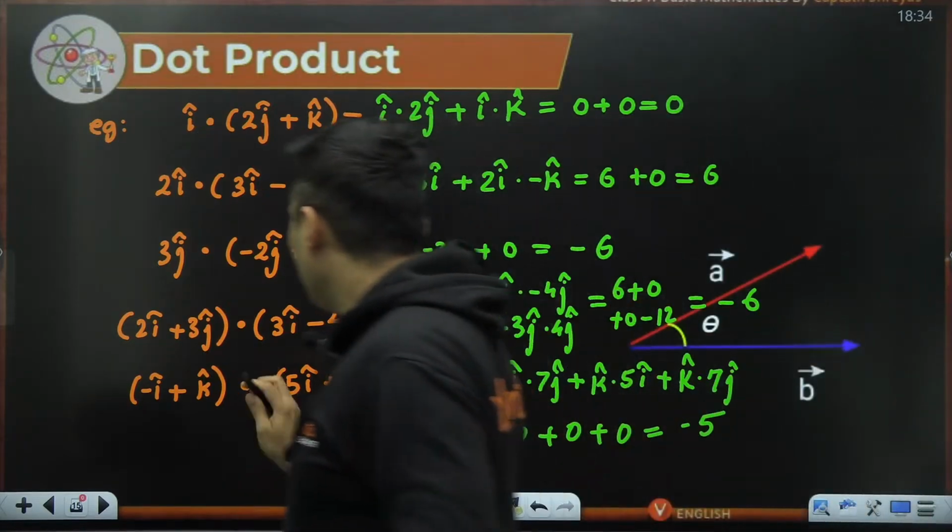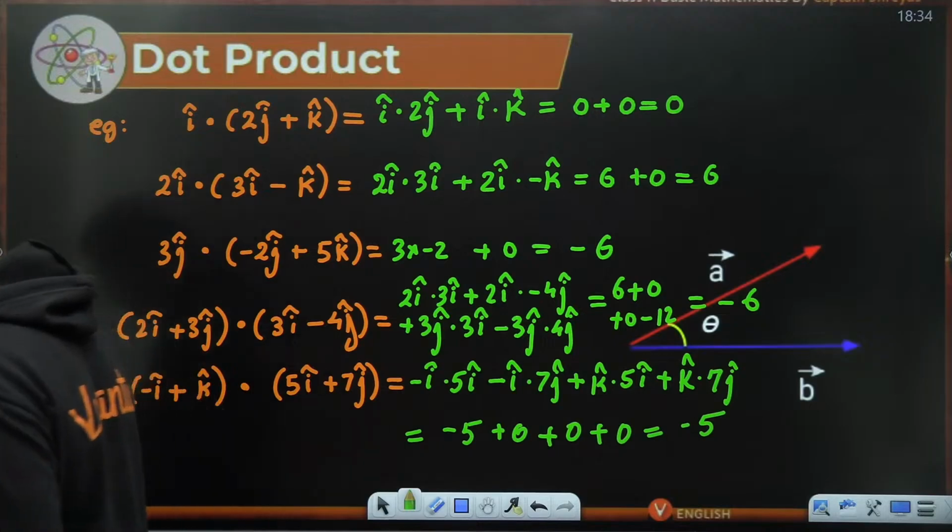Yeah. So only one term was getting multiplied. Rest everything is 0. Perfect.